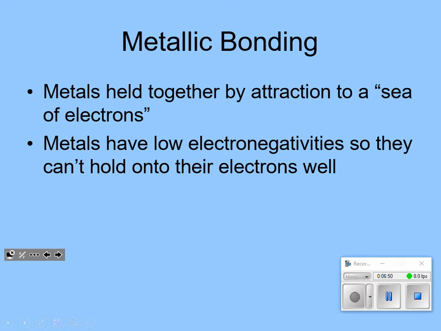I can relate this back to the trends of the periodic table just like I did with ionic. Metals have low electronegativities. That means they are not good at taking electrons from a neighbor. They don't hold on to their own electrons very well. They have low ionization energies.